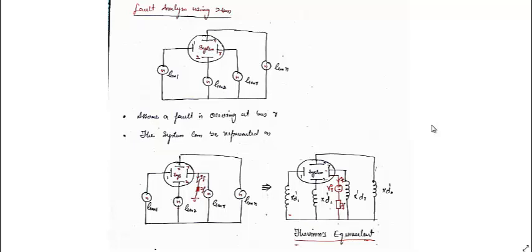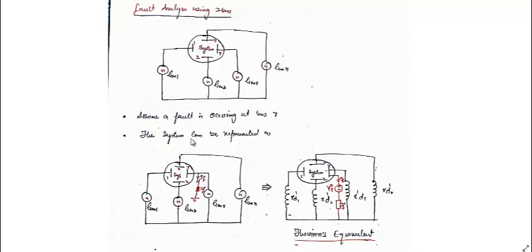In this case, we'll actually use the Zbus to analyze the fault. So let us say we have a system which contains a number of buses n. Let's say this is bus 1, this is bus 2, this is an arbitrary bus r, and this is the last bus n. And we assume that at all these buses generators are connected. Like this is generator 1, this is generator 2, generator R in between 1 and n, and this is generator n. So assume a fault is occurring at bus R.